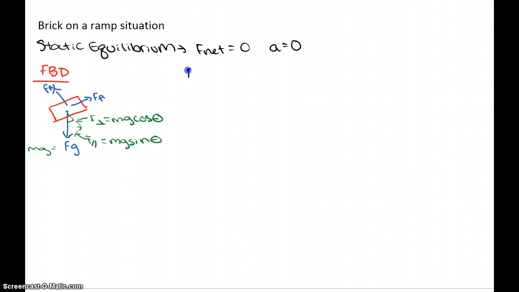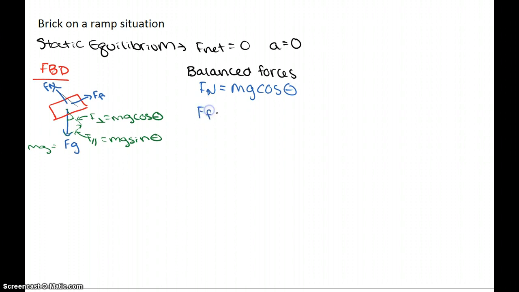So if we have balanced forces here, that means that all my forces perpendicular to the ramp must be balanced, and all my forces parallel to the ramp must be balanced. So perpendicular, I have that Fn must equal my other force perpendicular, mg cosine of my angle, and then parallel to the ramp, the force of friction must equal mg sine of my angle. Now one thing to note here is that my force of friction would not necessarily be the maximum force of friction it could be.